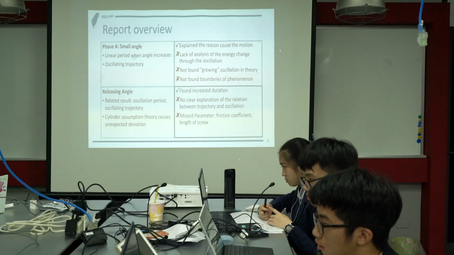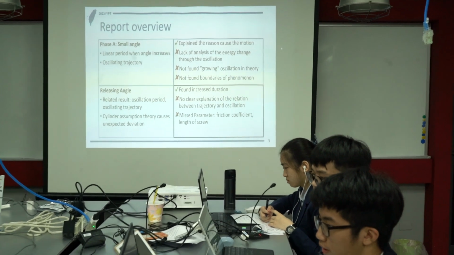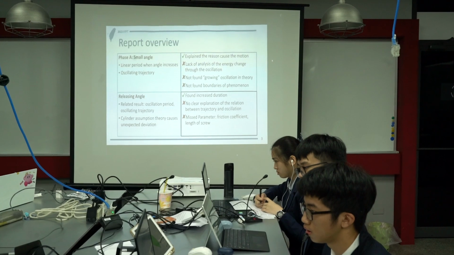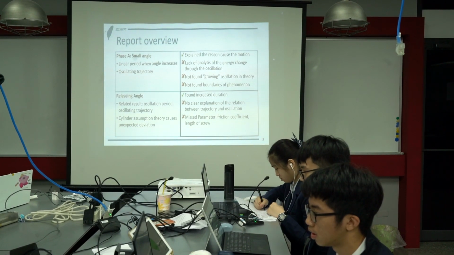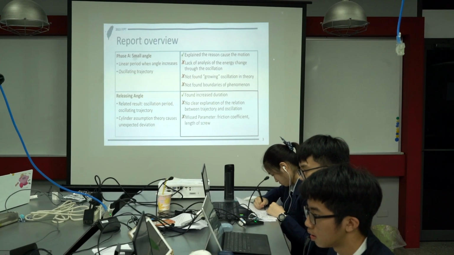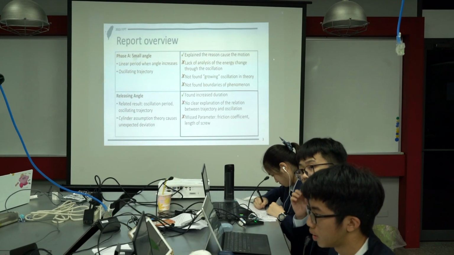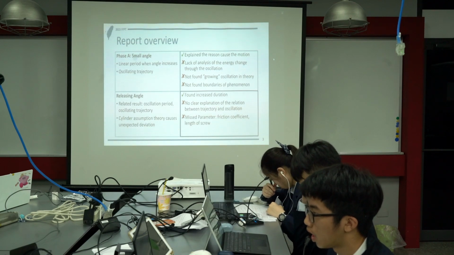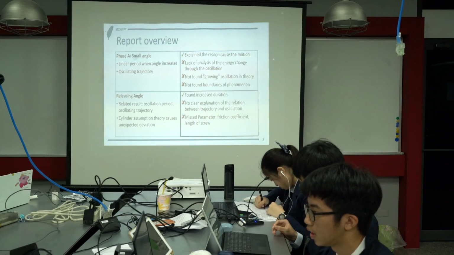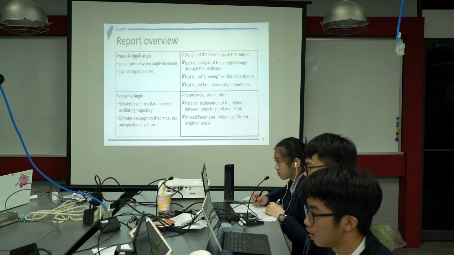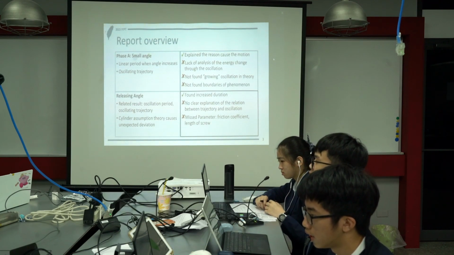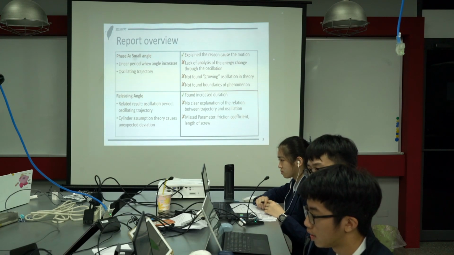Then for the experimental part, in the first case, which is a small angle, it will have a linear period when the angle increases, and it is a harmonic oscillation. They explain the reason that caused the motion. However, they lack analysis of the energy change through the oscillation. Since we know that the screw slides down, the potential energy will transition to kinetic energy, and also energy is consumed by friction. And they didn't find growing oscillation in their theory.